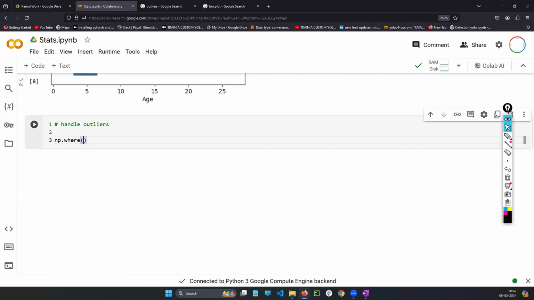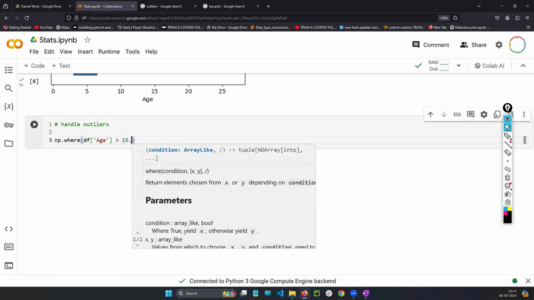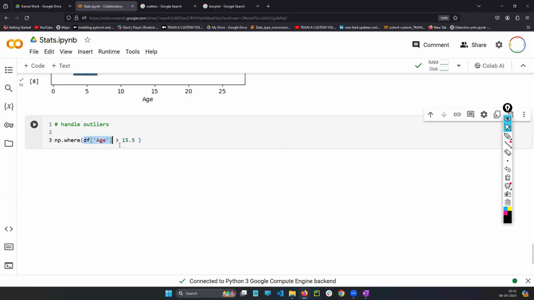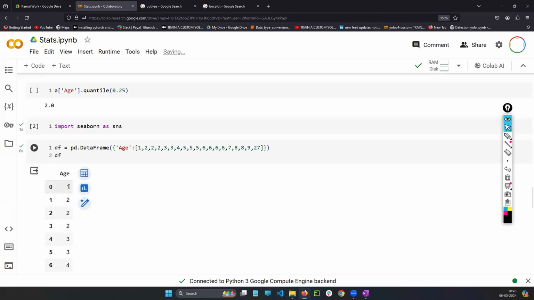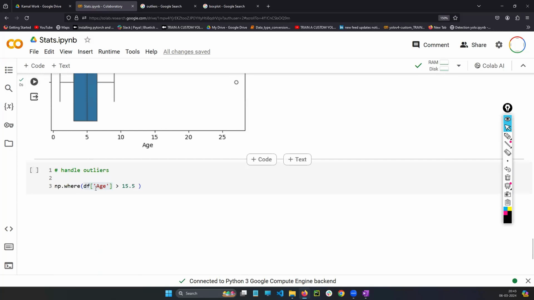So the where function, numpy dot where, in the age column, the values which are more than 15.5, which means the upper limit. Using NumPy, it will take each value in this particular column. First value, it will check whether it is more than 15.5 or not. Second value, third value, fourth value.